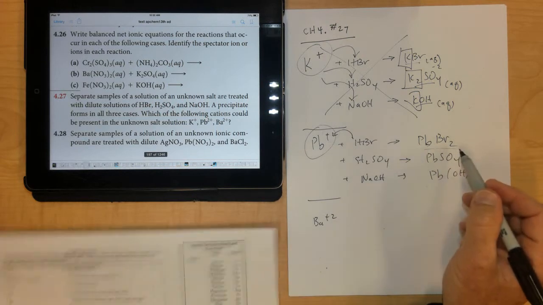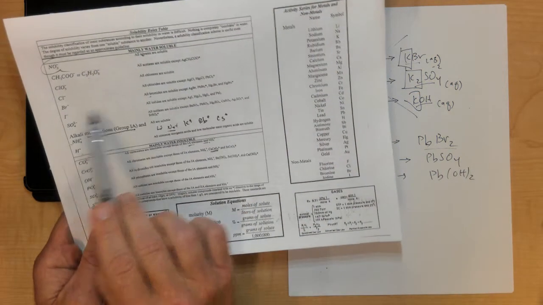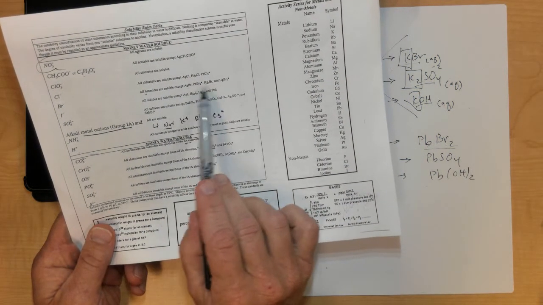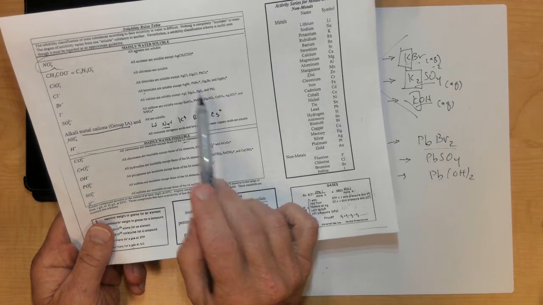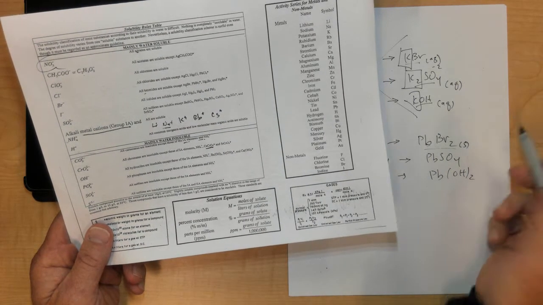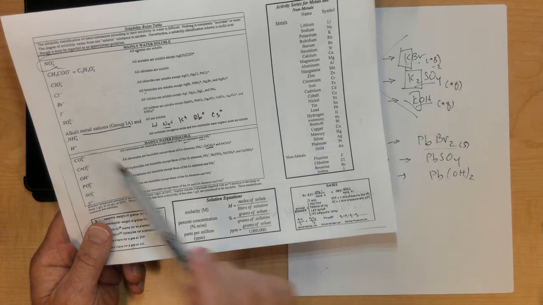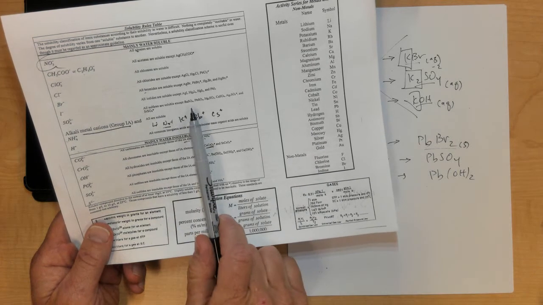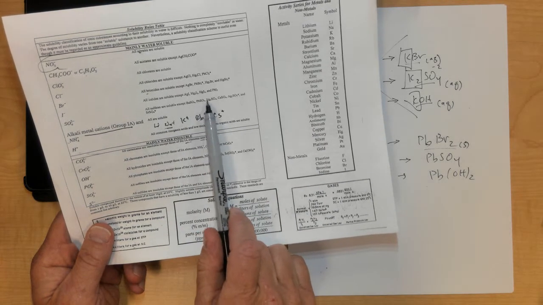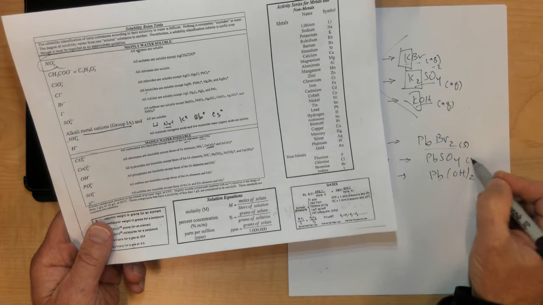All right, let's see if this is soluble. Well, it says all bromides are soluble except for silver, mercury, and lead. Oh, so this would form a solid. Okay, possibly. Lead sulfate, let's check that out. All sulfates are soluble except for barium and lead. Oh, lead sulfate, so that would form a precipitate.